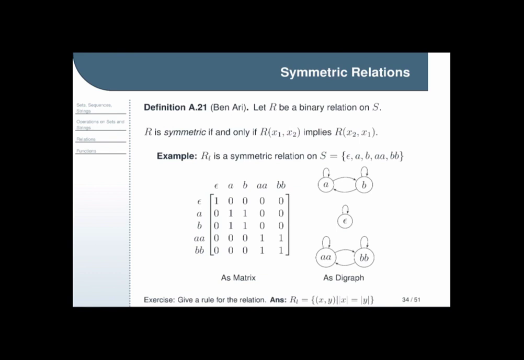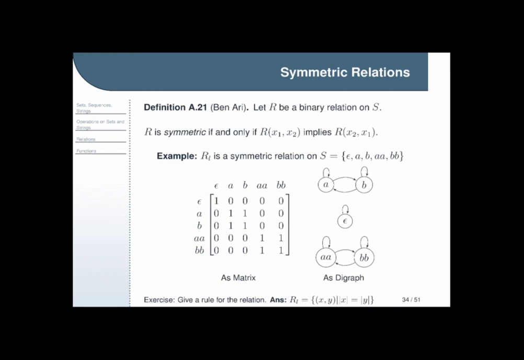So this is about length, and we could write this and say, well, that means that the rule is x, y is in the relation if the length of x is equal to the length of y, and that is what produces this graph when we're talking about this particular set.